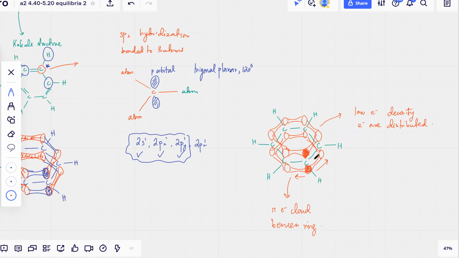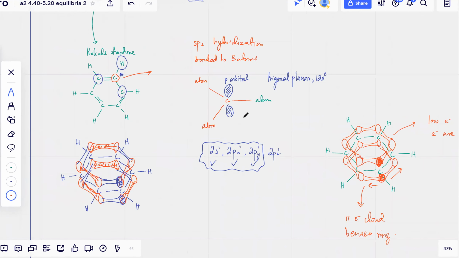So the electron cloud, because this p orbital is not only overlapping on the right but also on the left side, the electrons are not concentrated at a particular point. If it had been a double bond, then the electron density would be very concentrated at this particular point. But since the electron density gets spread out over the entire benzene ring, the electron density decreases. Is this point clear? Yes, sir.